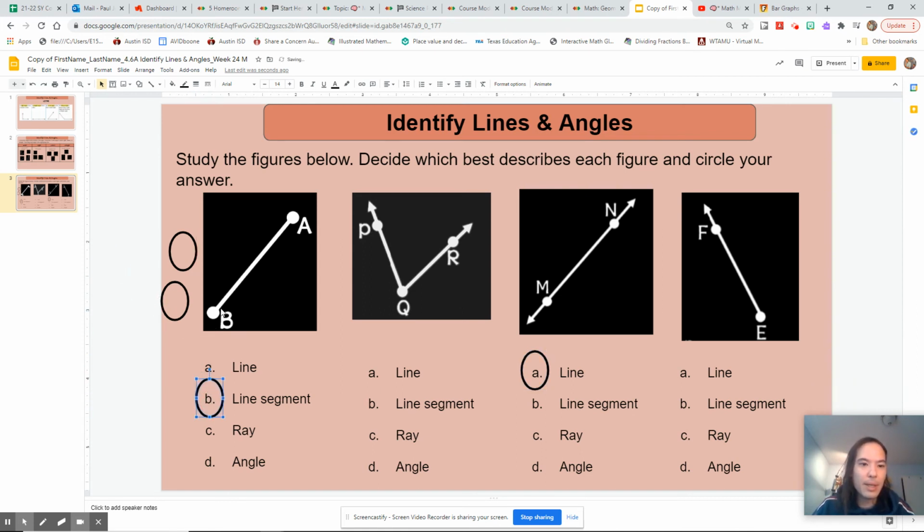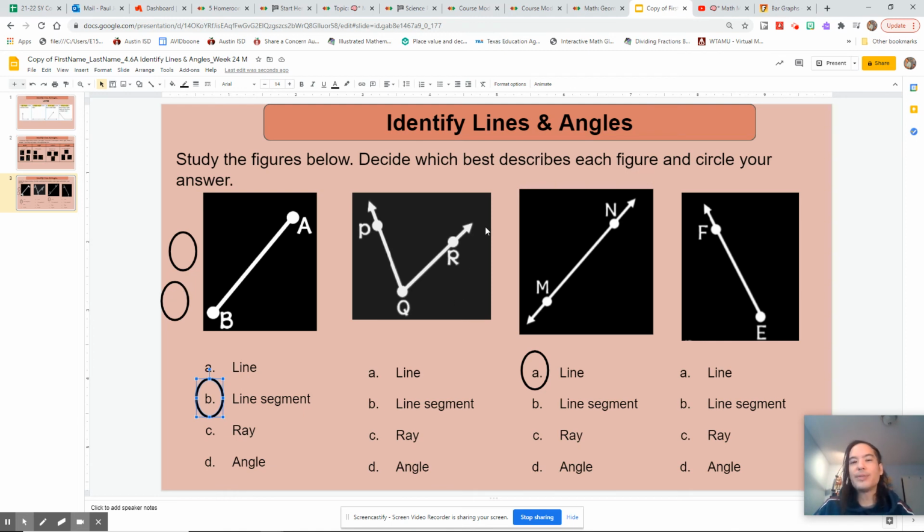B to A right here is a line segment. There's no arrow, so it does not go on forever. Our line starts at B and ends here at A. Or you could say it starts at A and ends at B, but it has a starting point and an ending point. The dots represent that it's ending. All right, the arrow means it goes on forever, the dot means it's ending. So we have two left. We have a ray and we have an angle.